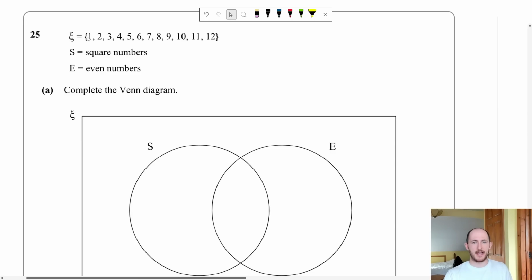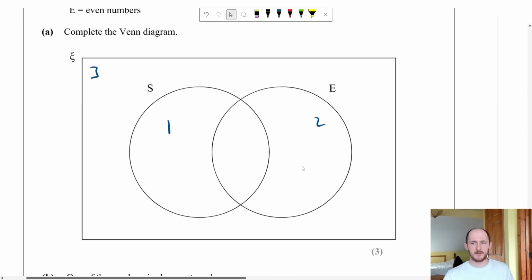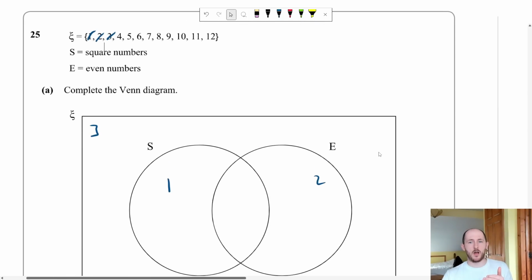So 1, is that an even or a square number? It is a square number. 2, is it even? Yes. Is it square? No. 3, is it square? No. Is it even? No, so it goes outside. Again, the most common thing I see is students forgetting to put stuff outside. Now, it's 3 marks. The way it works is it's actually called positive marking. You start with 3 marks, but every number that you put in the wrong place or is missing, you drop a mark. So basically you have 3 mistakes you can make. Well, 2 before you get no marks.